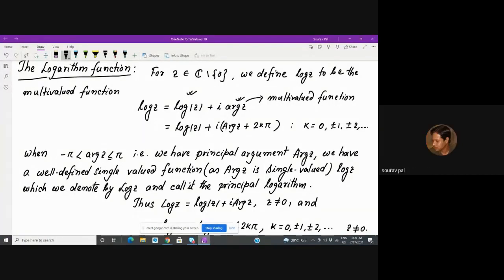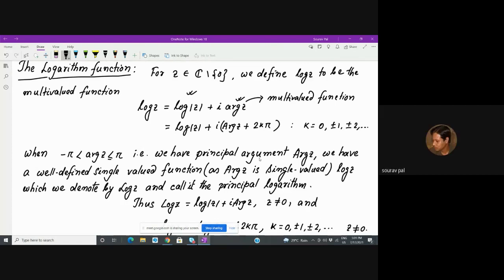So yesterday, I am sorry for the entire problem. There was a power cut in our institute yesterday. Anyway, so we were here, the logarithmic function.